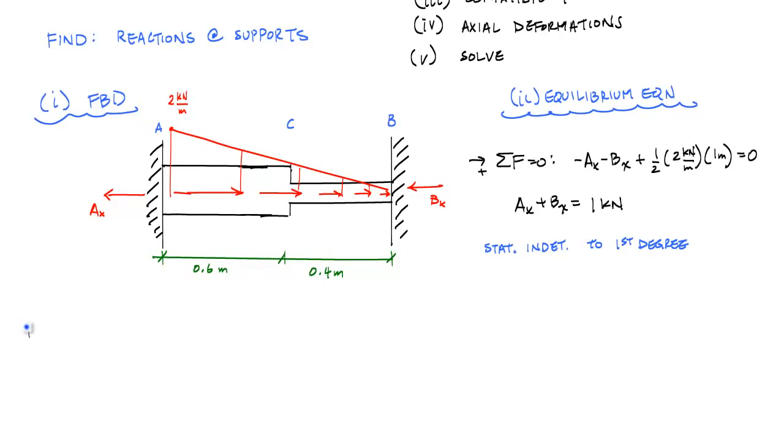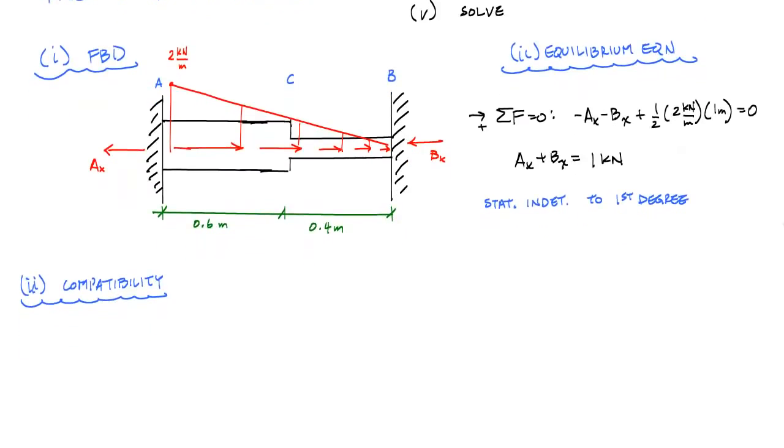So step 3, I'll call this a compatibility step. And right away, the first thing you should notice is that these fixed supports, no matter how much it's moving in between, how much point C moves to the right, the relative displacement between B and A is equal to 0. Delta BA is equal to 0. And as a sum of parts, I could say that the deformation of C with respect to A plus the deformation of C with respect to B also must equal 0.